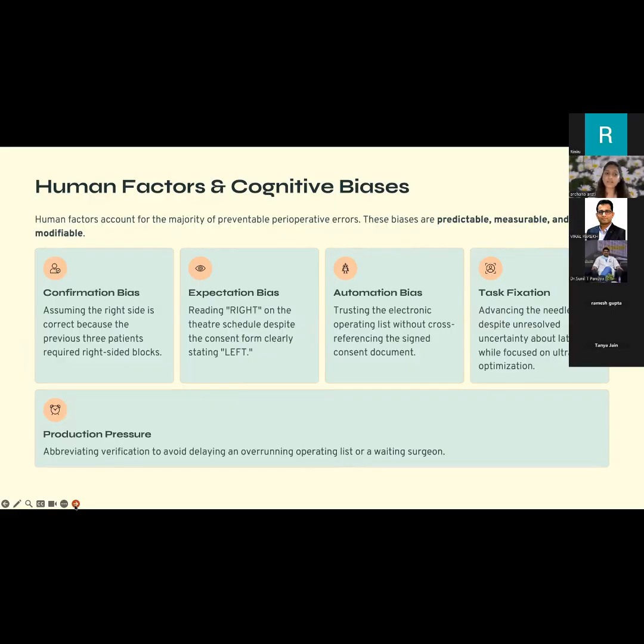Basically, there's a confirmation bias, where you assume the right side is correct because you did similar cases before. Then the expectation bias: there are different places where things get noted down, like the theater board, then a separate printed list, and then the case sheet. So 3 different areas have to be confirmed. How many other areas are there? And that can also get missed.